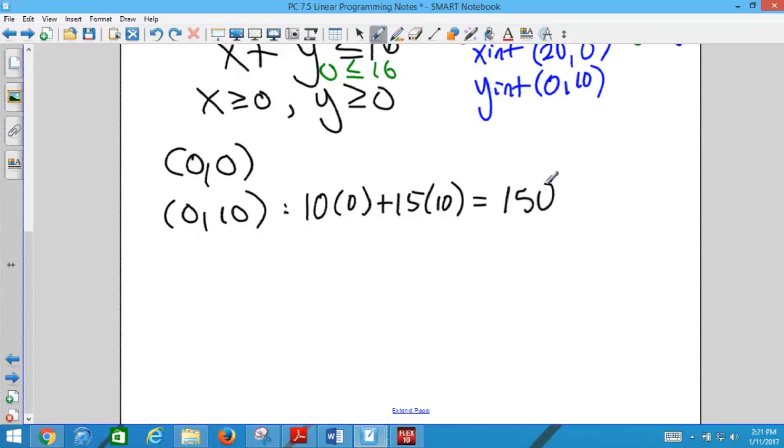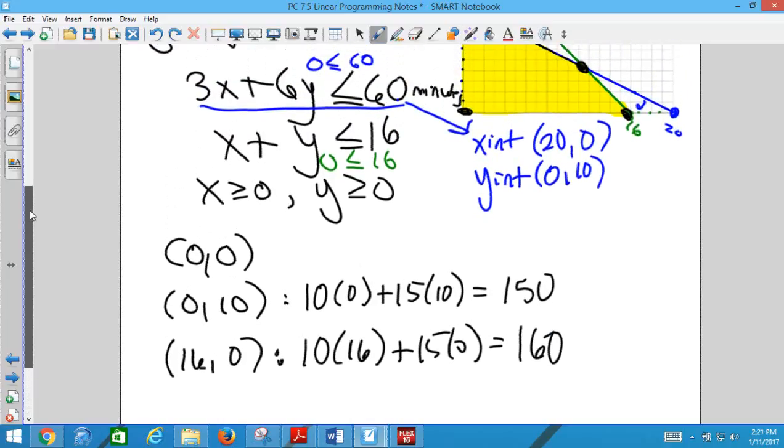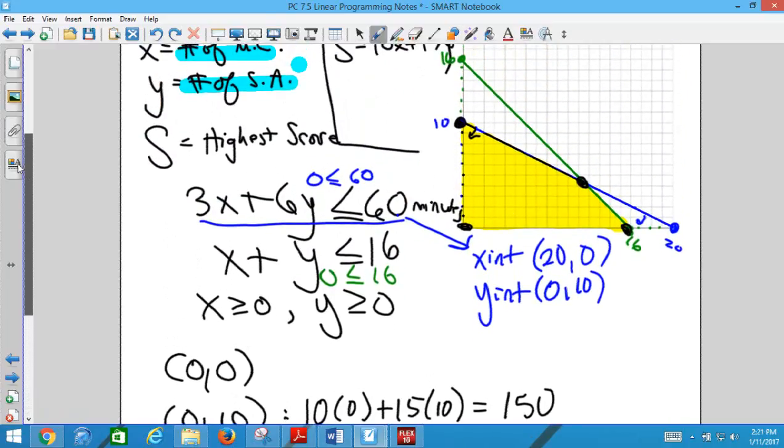What's another vertex? 16, 0. So I'll do 10 times 16 plus 15 times 0. Gives me a score of 160. All right, the better one so far. Nope, this third or fourth one is going to be where the green and the blue lines intersect. So if you can't tell, we need to use elimination or substitution with these two equations.